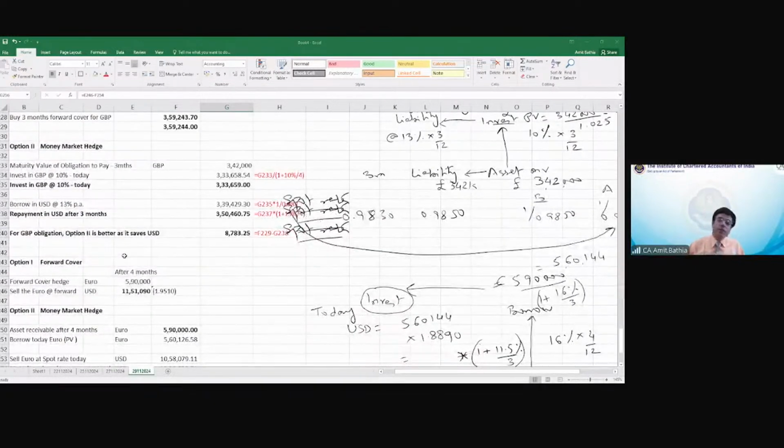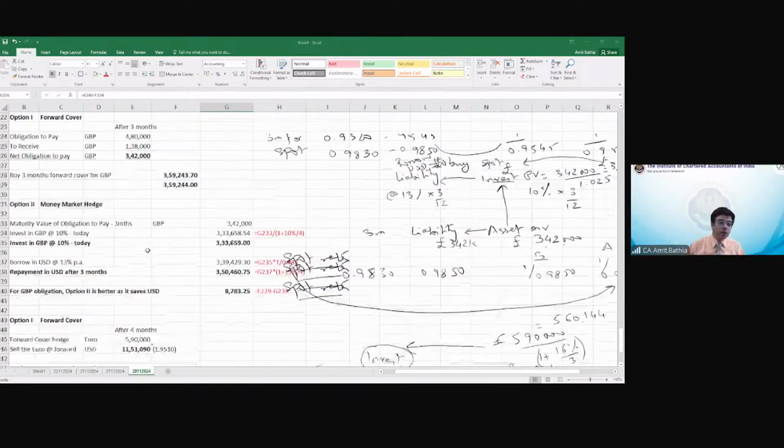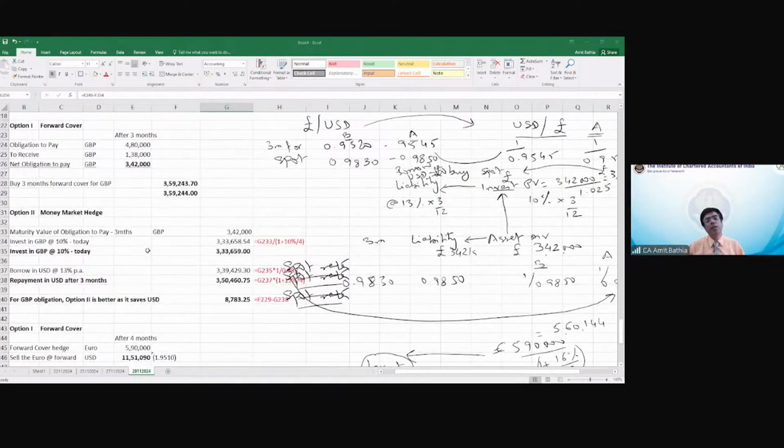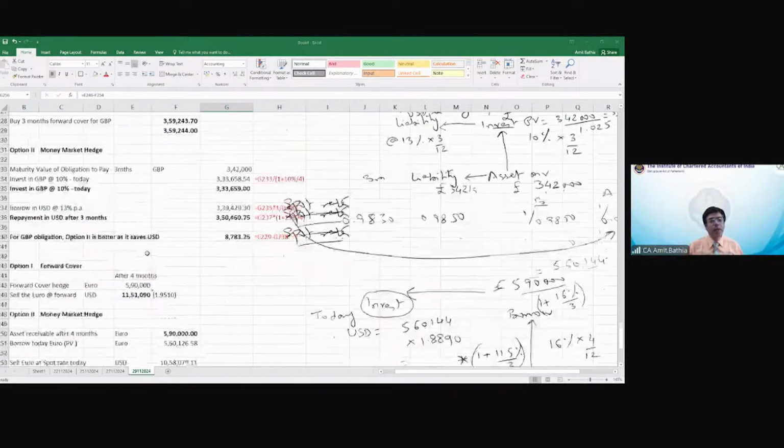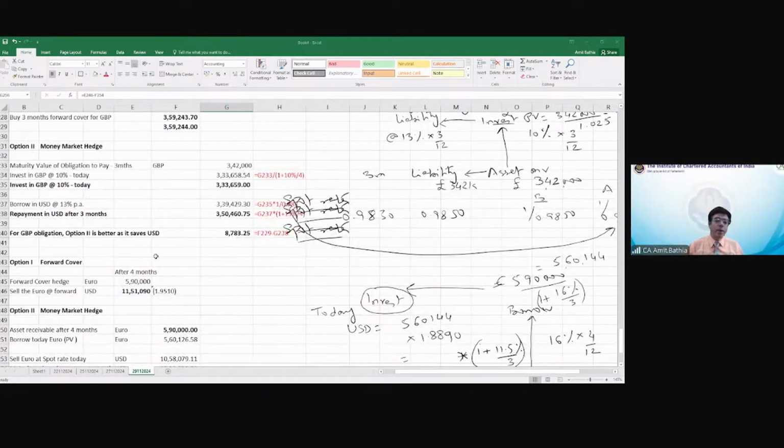In the next question that we will solve tomorrow, we will do one question where we will have forward versus money market hedge versus option. And then there will also be a 4th option which we will add, say for example, there is no hedging, which means you are going to cover your entire risk and convert it at spot rates. So we can see that, and then we will go to the swaps in the next session.